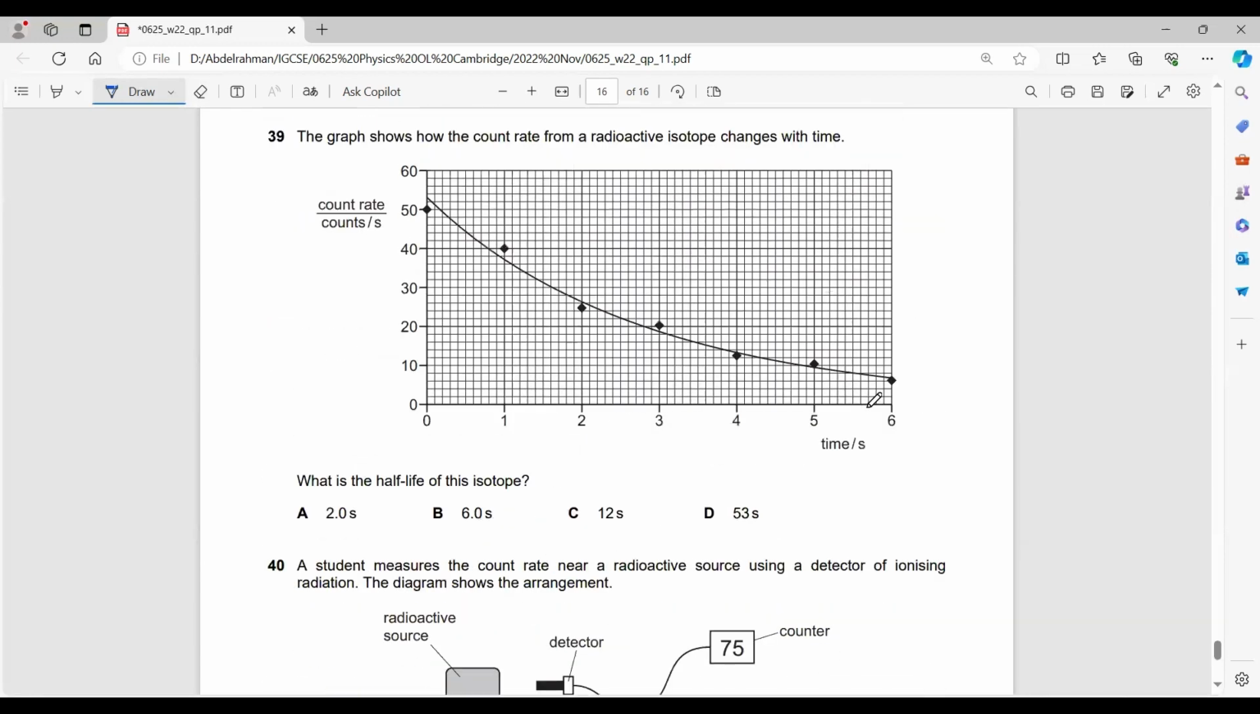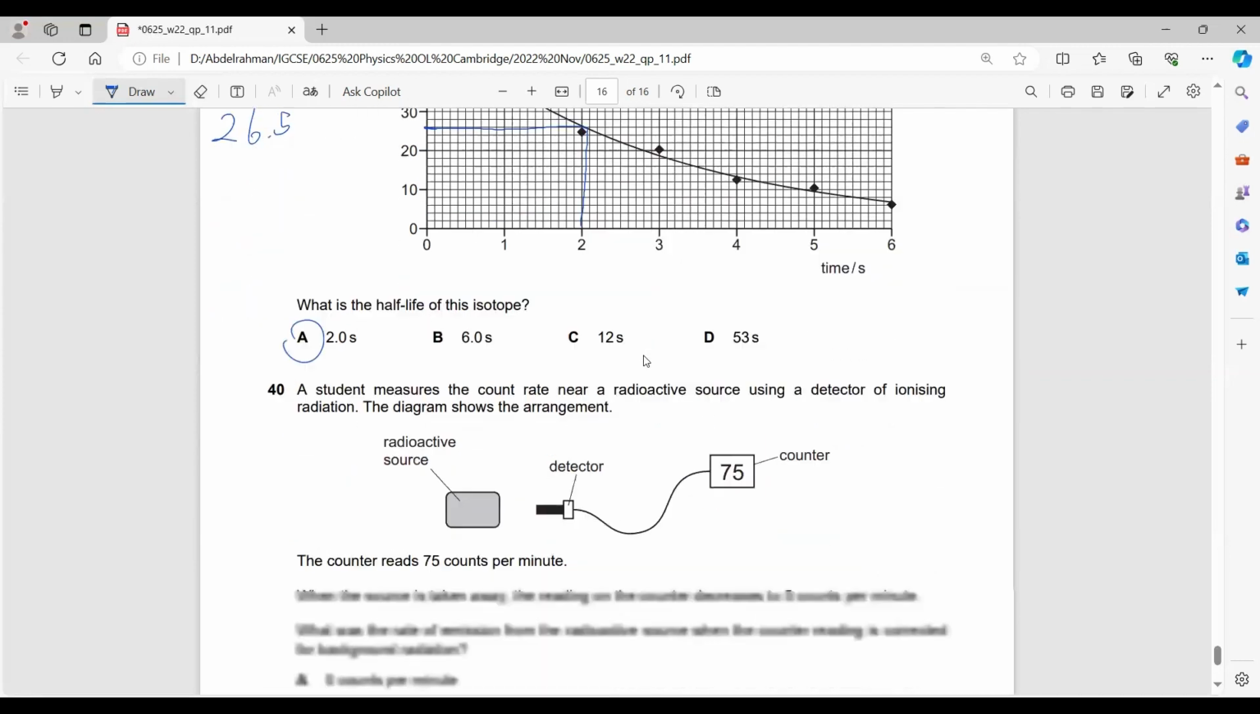What is the half-life of this material? How can I find the half-life of the material? Using this graph, I should find the initial count rate and divide it by 2. The initial count rate in this case was 53. I need to divide 53 by 2. 53 divided by 2 is 26.5. So using this graph, we can find 26.5, which would be around here. Move all the way to the right and going downwards, it would be around 2 seconds.